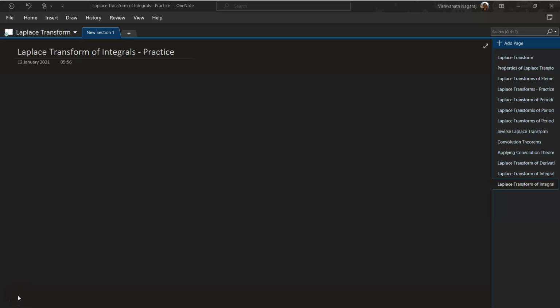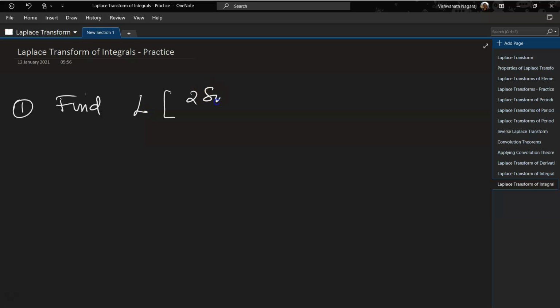Let's solve some problems. Let's say we have to find the Laplace transform of 2 sine 2t sine 5t by t. The moment you see this, you should realize that you require some trigonometric identity. Here we have 2 sine A sine B.